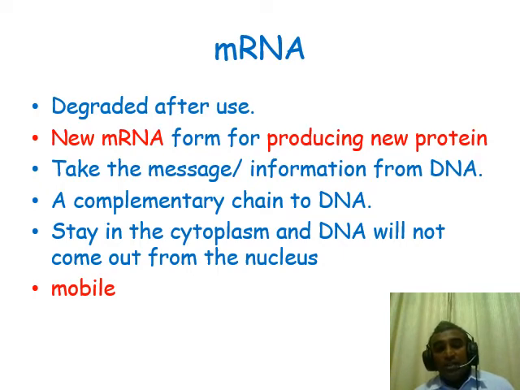And as I said, it is made in the nucleus and it travels to the ribosome in the cytoplasm. So it's mobile. Why is it mobile? Apart from the sequence of nucleotides made, it also attaches to itself a polyadenine tail, and this tail is used to swim the mRNA out from the nucleus to the cytoplasm.